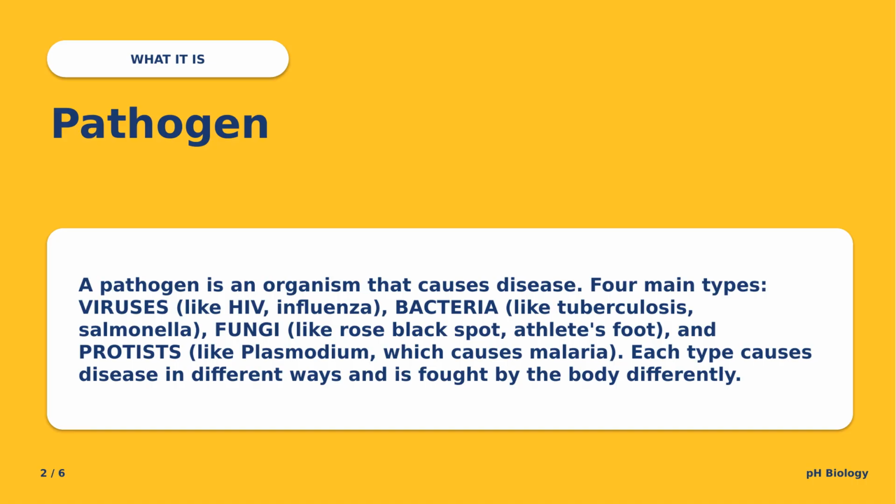A pathogen is an organism that causes disease. There are 4 main types: viruses, like HIV and influenza; bacteria, like tuberculosis and salmonella; fungi, like rose black spot and athlete's foot; and protists, like plasmodium, which causes malaria. Each type causes disease in different ways and is fought by the body differently.